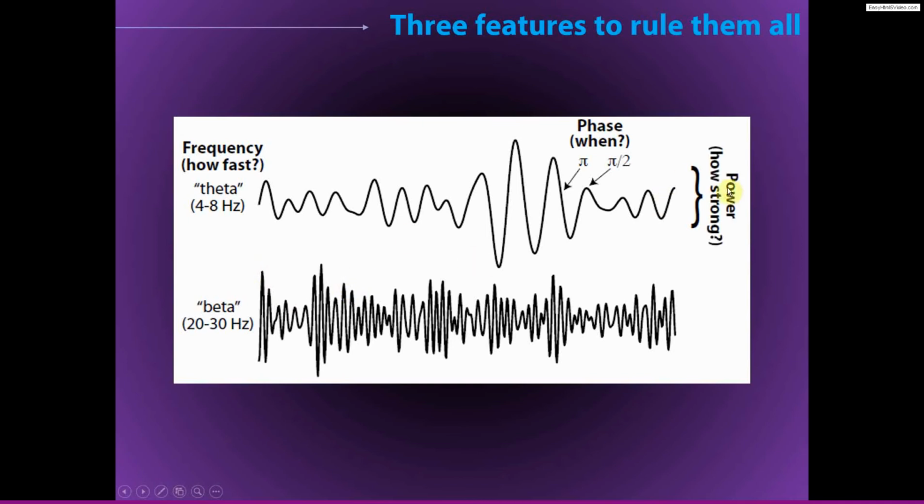This feature is called power. It's also sometimes called amplitude. Power is just amplitude squared. And so in many instances, the two terms can be used interchangeably to indicate the same meaning. So again, here you see higher power and then lower power.